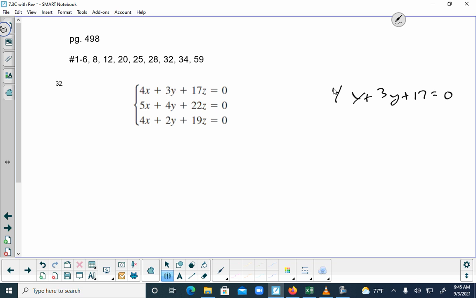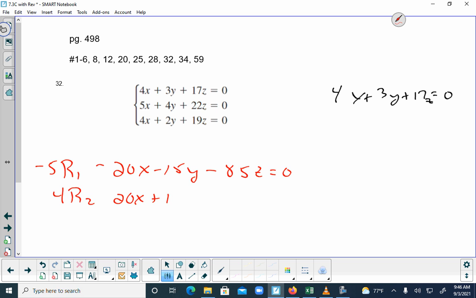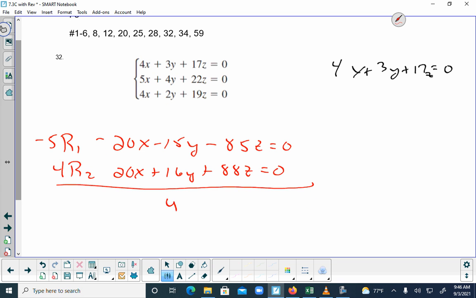And then I'm going to multiply, probably row 1 by negative 5. So negative 20x minus 15y minus 85z. And you're going to tell me if I make a mistake, right? 4 times row 2, so this will be 20x plus 16y plus 88z is equal to 0. So when I do that, the x's will drop out, and I'll have y plus 3z is equal to 0. I might choose that as my second equation.